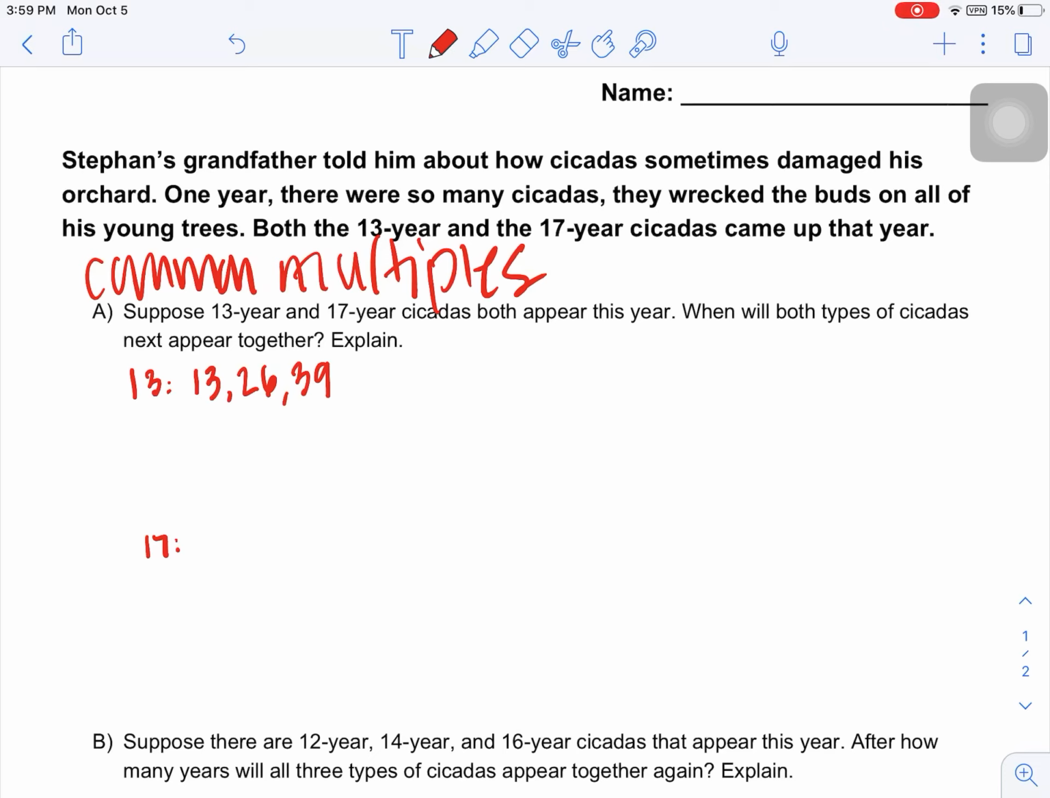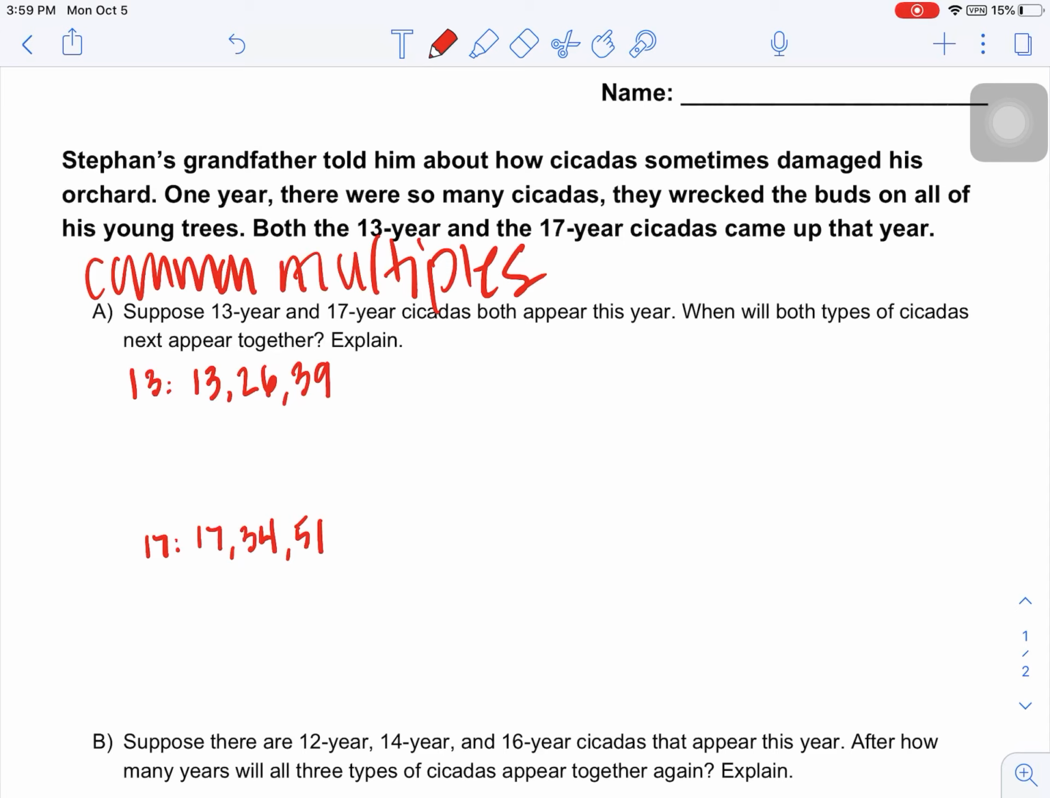I'm going to stop there and I'm going to flip down to 17. My first multiple is 17. If I add 17 more, I'm going to 34. If I add 17 more, I'm going to 51. So far, I don't have anything in common between the two when I look at both of my lists.